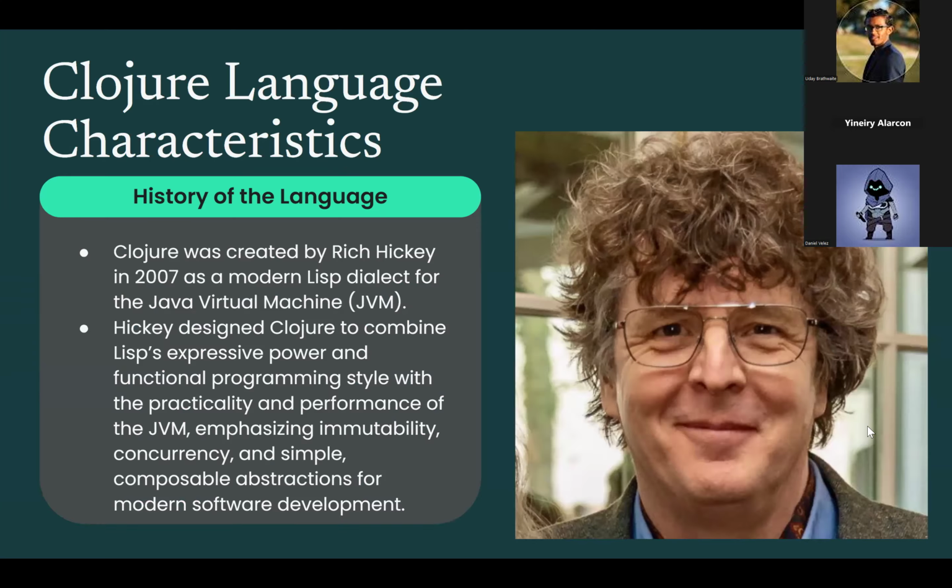All right, so some history about the language. Clojure was created by Rich Hickey in 2007 as a modern Lisp dialect for the Java virtual machine. Hickey designed Clojure to combine Lisp's expressive power and functional programming style with practicality and performance of the JVM, emphasizing immutability, concurrency, and simple composable abstractions for modern software development.